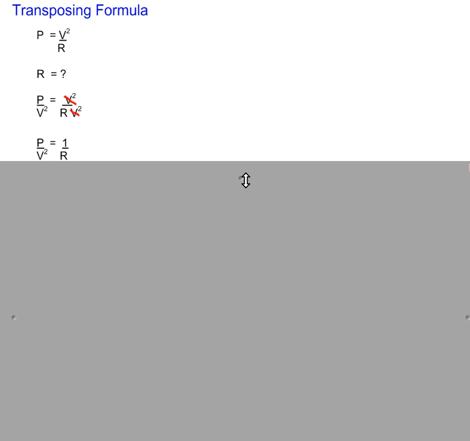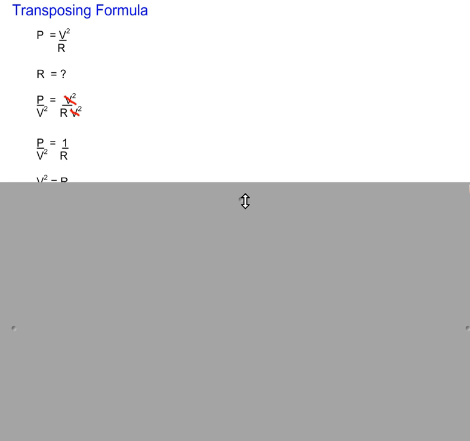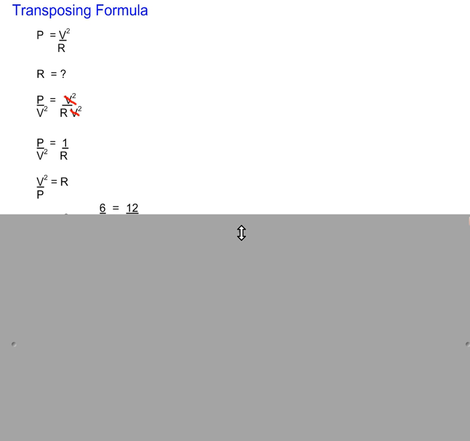And as we've seen before, V squared over V squared would be 1, and so that would cancel out. And we would have power over voltage squared is equal to 1 over the resistance. Now we don't want to know what 1 over the resistance is, we want to know what the resistance is. So what we can also do is simply transpose or invert both sides of the equation so that V squared over P is equal to R. Now how do we do that?